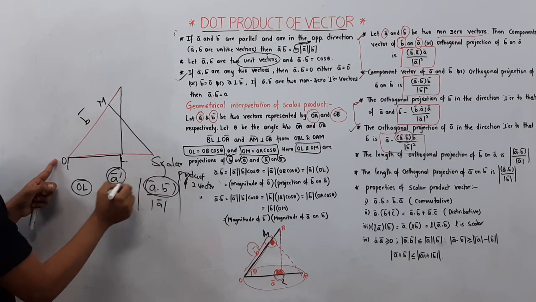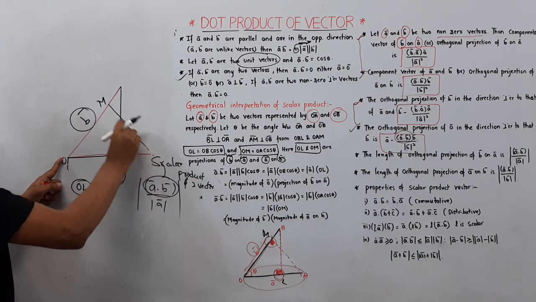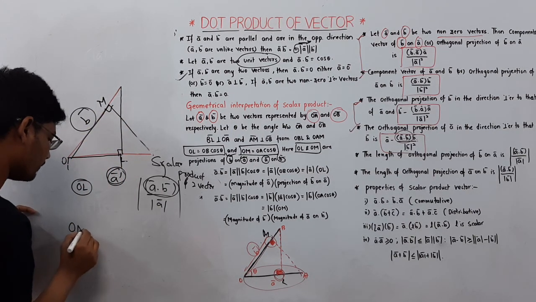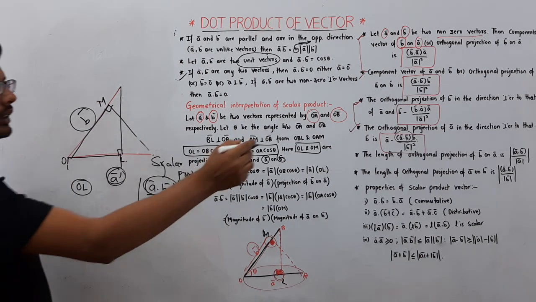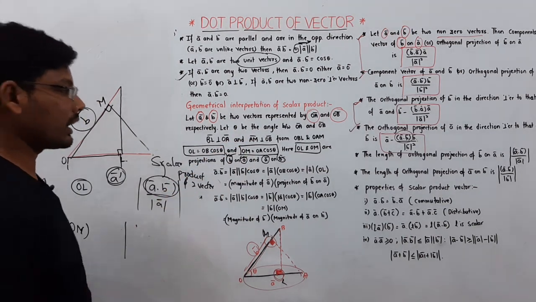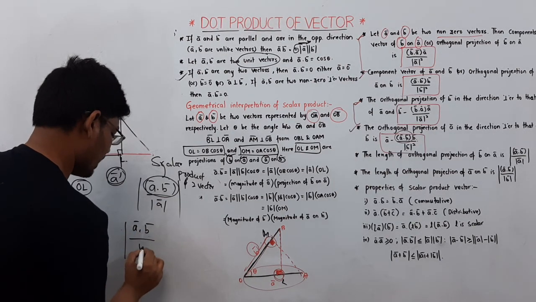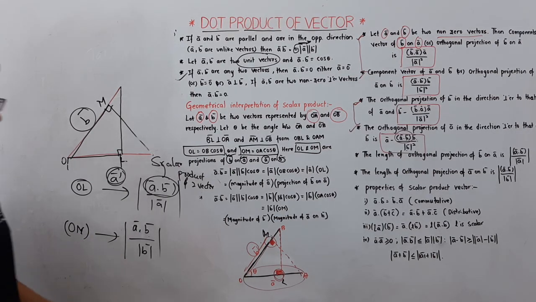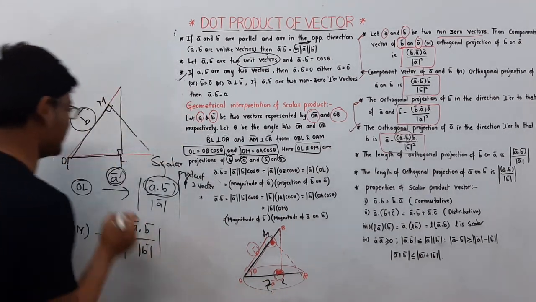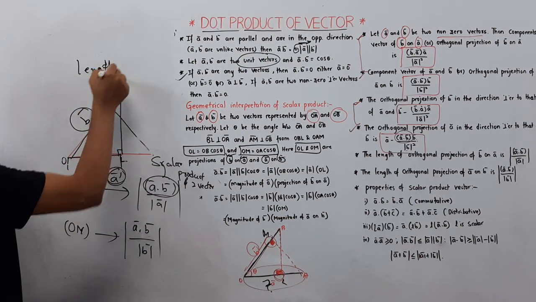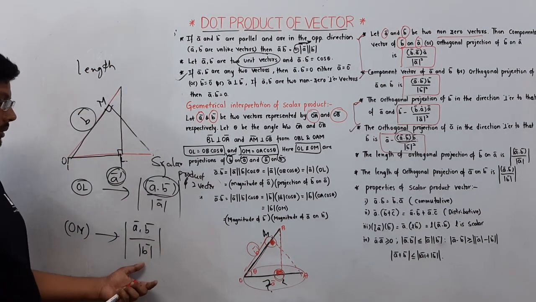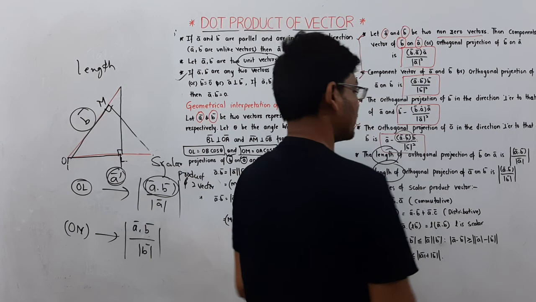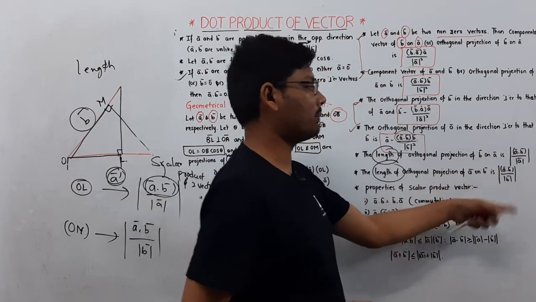For A bar on B bar, it is perpendicular. If you want to find OM, then the condition is modulus of A bar dot B bar by mod of B bar. This is the length for OL and this is the length for OM. So this is the formula, mod of A bar dot B bar by B bar square, for the length of the orthogonal projection on B bar.